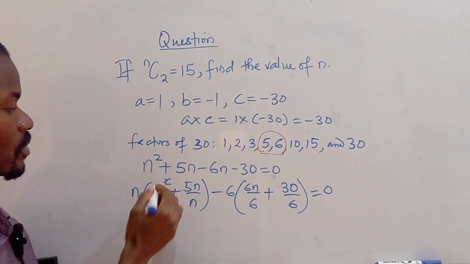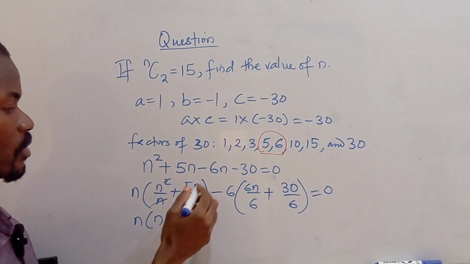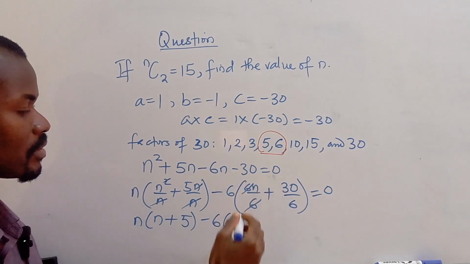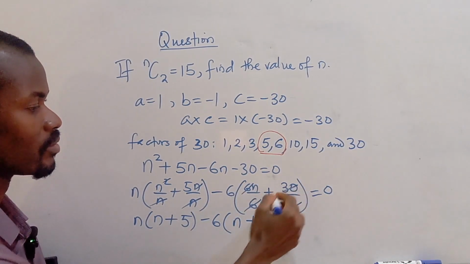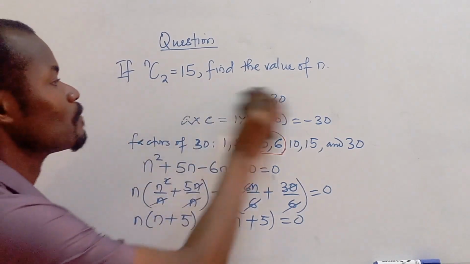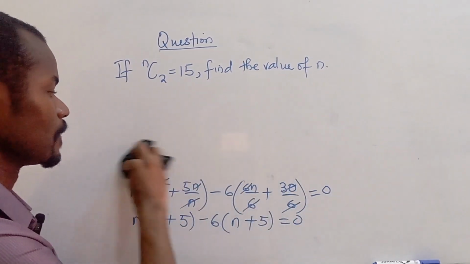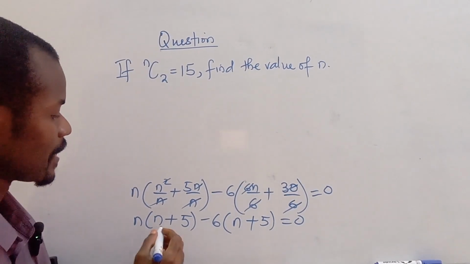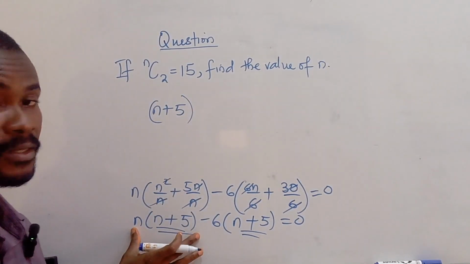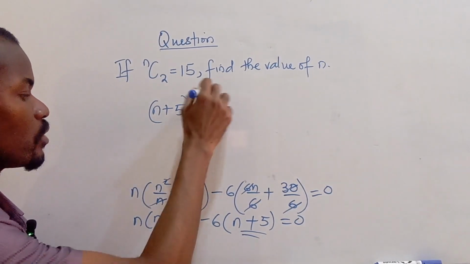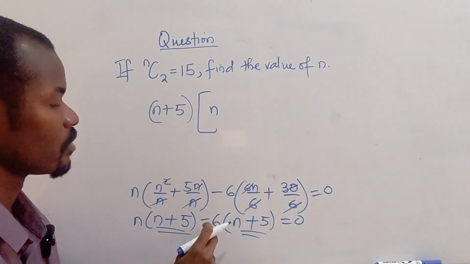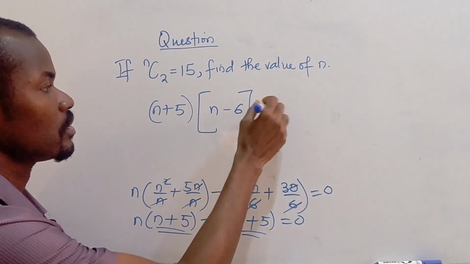So we have n will cancel n here, so I have n into n. n will cancel n here, so I have plus 5. So we have minus 6. This will cancel this, so we have n plus 5, which is equal to 0. Knowing that this is common, we can also bring it out, so we have n plus 5. Now, if we divide all these by n plus 5, we are going to be left with n. If we divide all these by n plus 5, we are going to be left with minus 6. So all this is equal to 0.